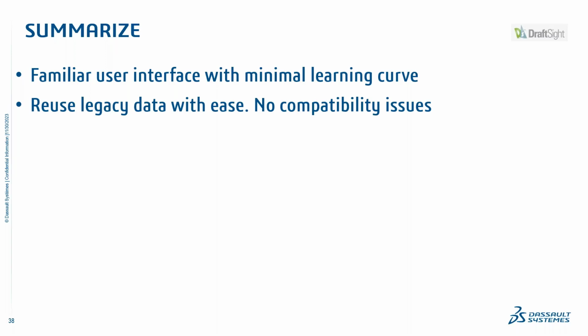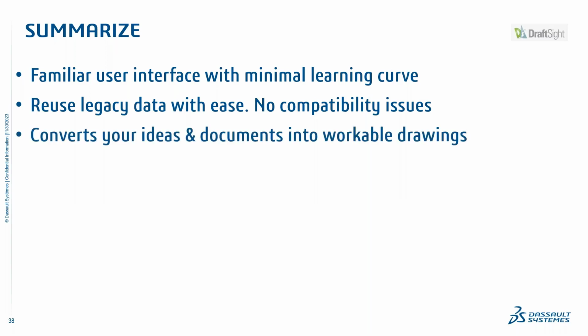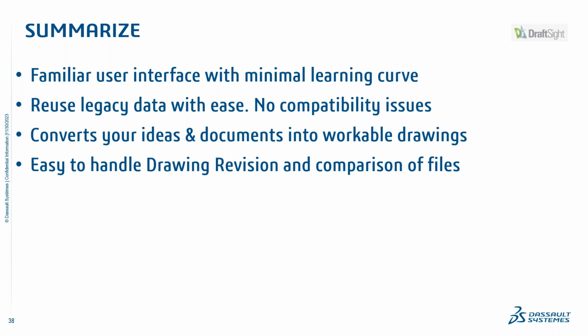If you have been working on AutoCAD files for a long time, you can bring the data directly from AutoCAD files to DraftSight, and from DraftSight you can bring it back to AutoCAD. There will be no compatibility issues between AutoCAD and DraftSight or any other CAD tools. It converts your ideas and documents into workable drawings with the help of PDF import, image tracer, and the document compare tools. It is easy to handle drawing revisions and comparison of files with the help of the compare tool.